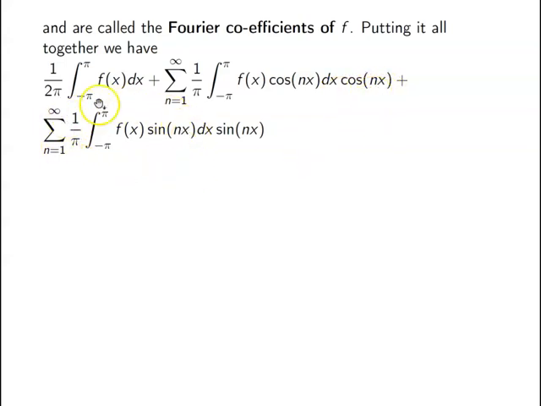The next one is the sum of my coefficients. This is b sub n, 1 over pi, the integral of f of x times sine of nx with respect to x. And then after I find these, I multiply by sine of nx. So whichever interval I'm on, whichever number n I'm on, don't forget to multiply that.